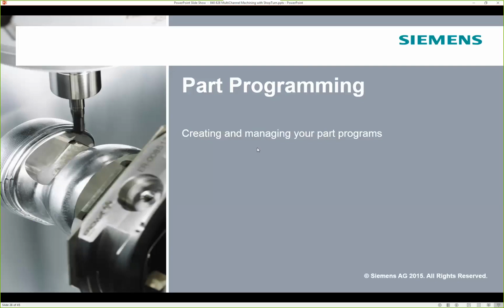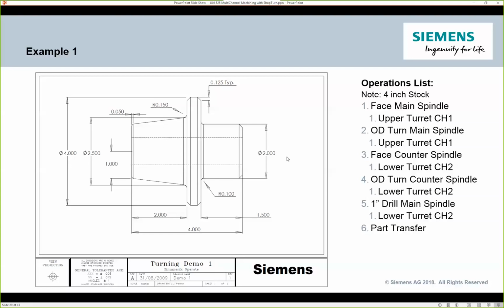Okay, let's get into a little part programming as we're moving right along. So the intention here is to just get you opened up to this technology. So in this case, I didn't want to do anything overcomplicated. We're just going to do a simple little turn. The process is what's key. So what we're going to do is we're going to face off, and we're going to be running this part that's sitting in the main spindle and the sub spindle simultaneously.